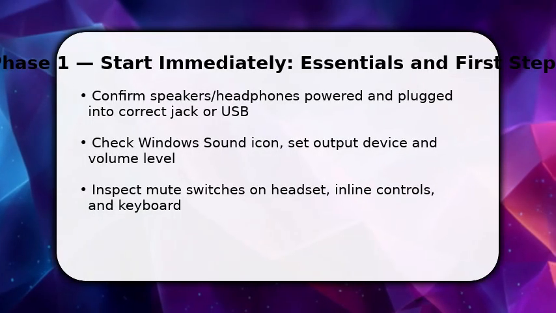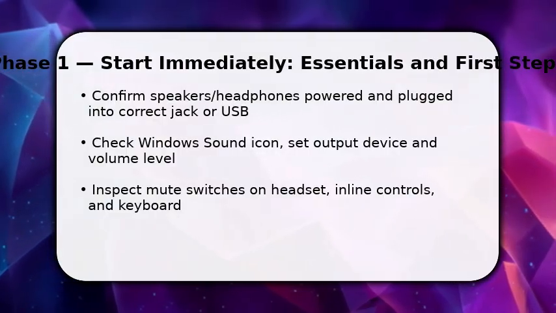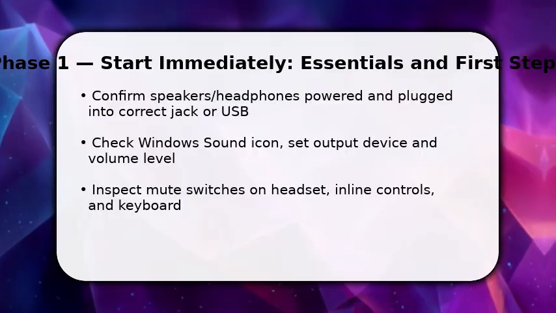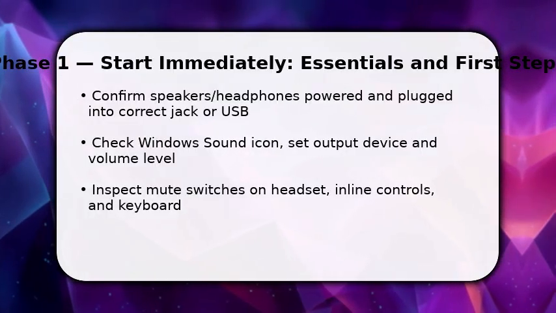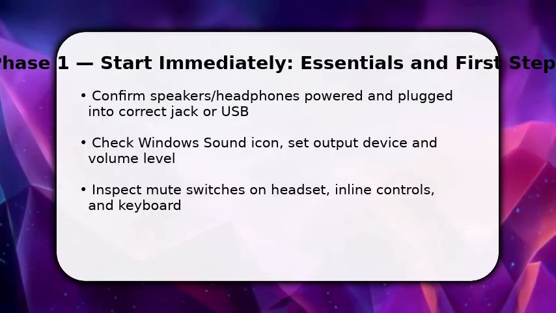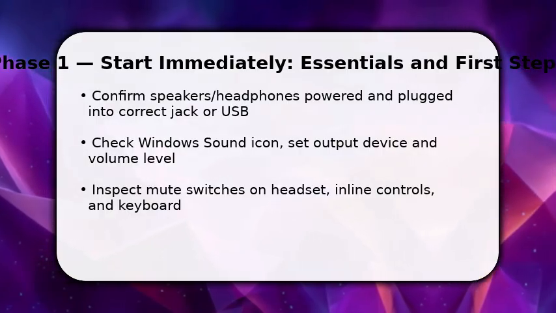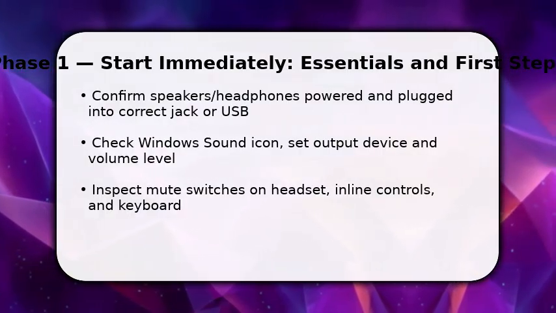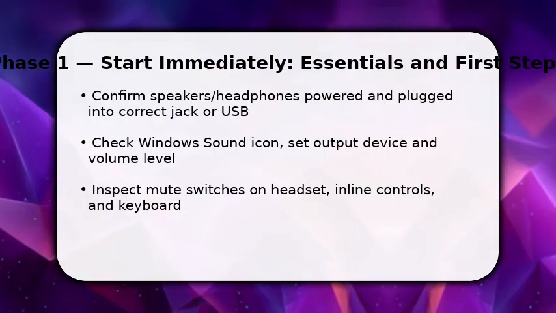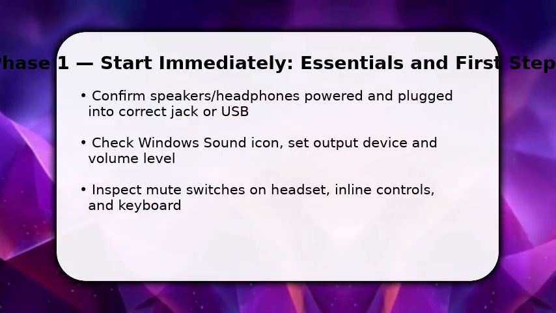You start by verifying the physical path, cables, power, and connectors. Once done, select the correct output in the system tray, make sure volume is not at 0 and mute is off. If using USB or Bluetooth, confirm the device appears in the device list and is connected. Also quickly test another set of speakers or headphones to isolate the problem. This tells you whether the issue is the PC versus the peripheral.